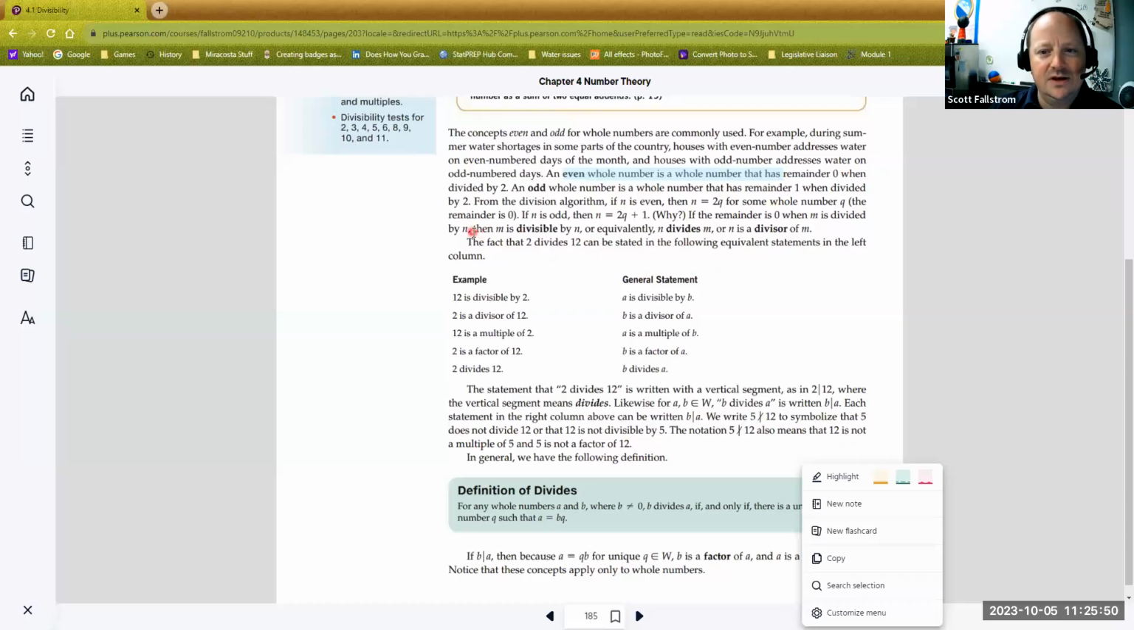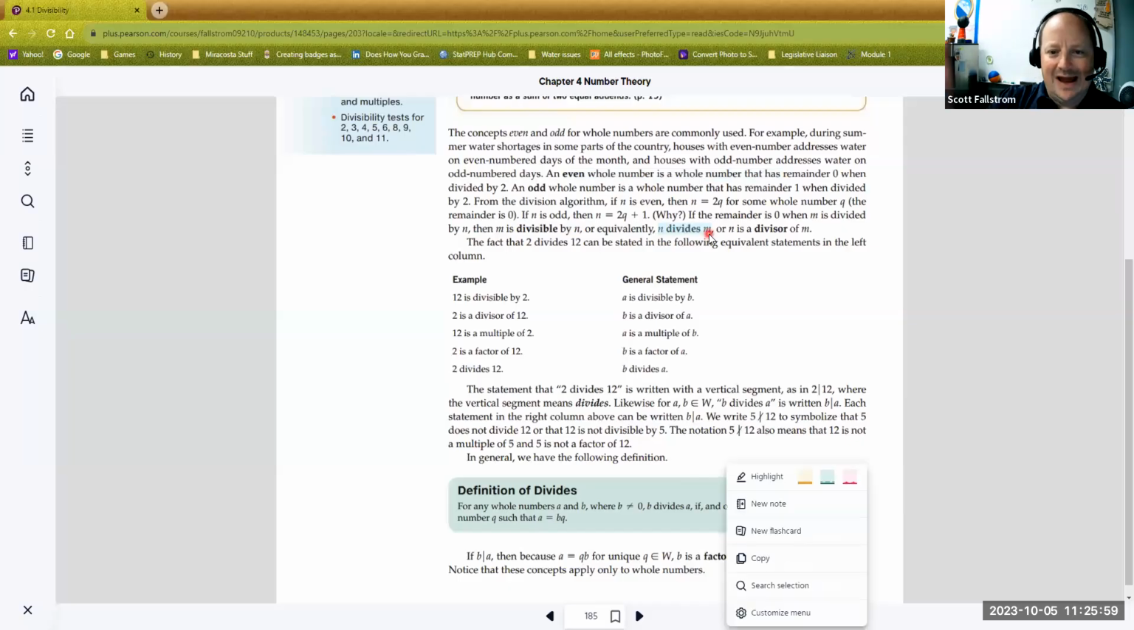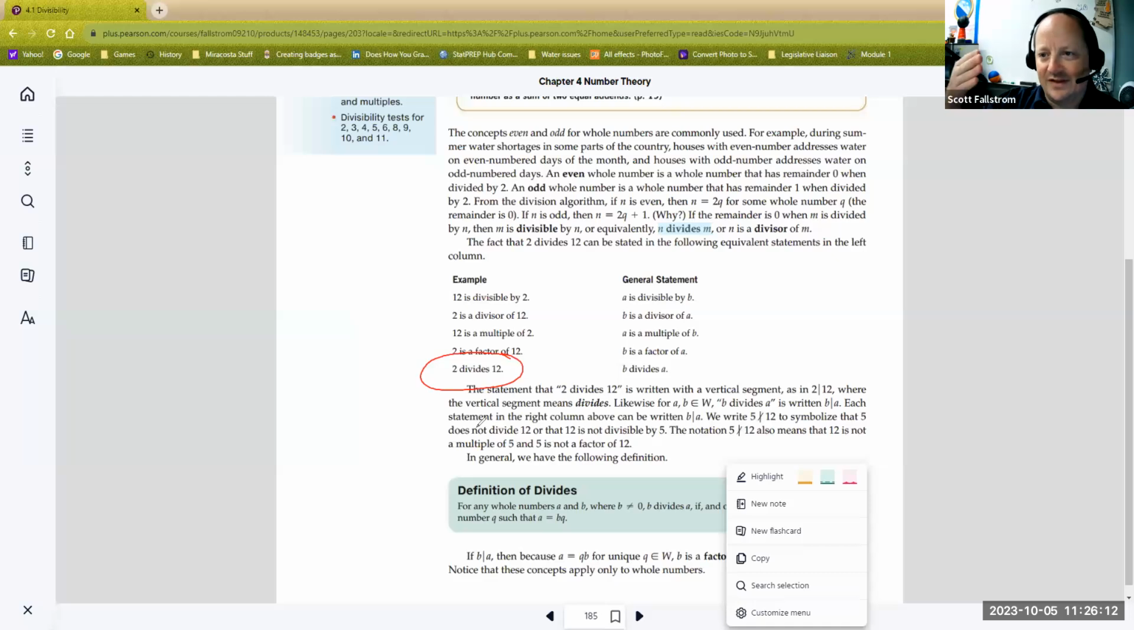There are 3 different ways that we say it. We say m is divided by n. We say n divides m. That is more active, one is doing something to the other, n divides. And that's the piece that we'll see right here at the bottom. 2 divides 12. That means 2, if you want to think of it that way, goes into 12 evenly. So when we have a remainder of 0, that means it divides evenly.